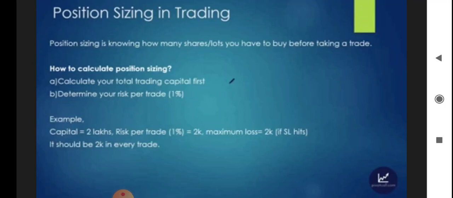For calculating position sizing, two things are important. First, you have to calculate your trading capital. Second, determine your risk. My advice is never risk more than 1% in a single trade. Always ensure that your risk is only 1% in a single trade. That means if your capital is 2 lakh, how much is 1%? 2000 rupees. So you should risk a maximum of only 2000 every time you take a trade. But how to do it? For that, there is a formula.